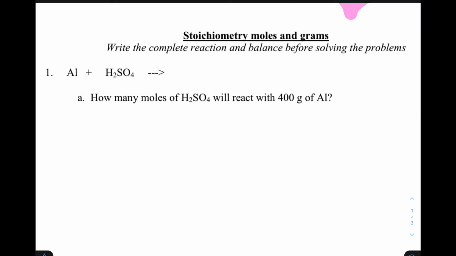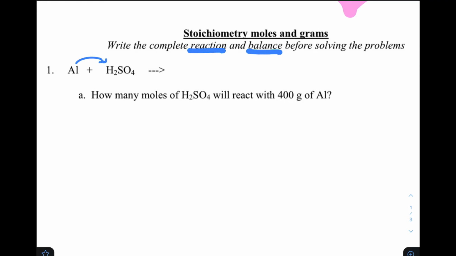Al plus H2SO4. So we need to write the complete reaction and balance. This is going to be a single replacement, and this reaction is going to work because Al is more reactive than H2. So it's going to be Al, and an Al has a charge of 3, so it would be Al2, and then SO4 is a charge of -2, so SO4, 3. In order to get this neutralized in the substance, plus H2 is just all by itself.